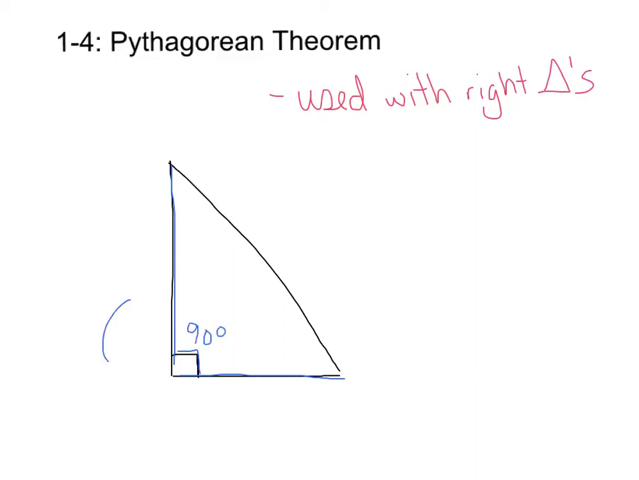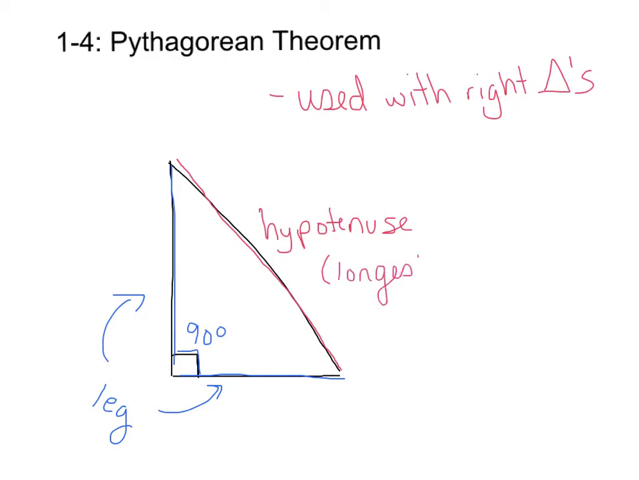So this would be called the leg, and this would be called the leg. The longest side is what's called the hypotenuse, which is also the longest side once again. The hypotenuse is always directly across from the 90-degree angle. With the Pythagorean theorem, the legs are side A and side B. The hypotenuse is generally termed as side C.